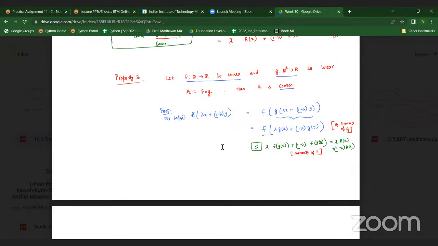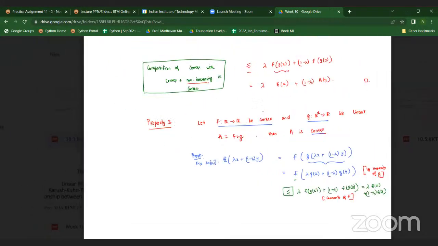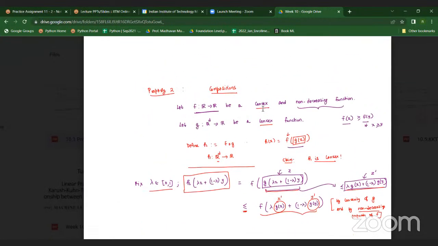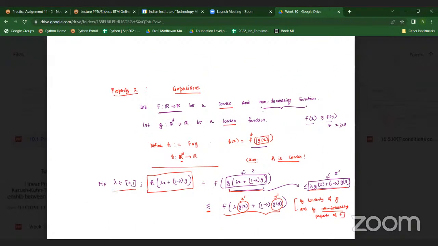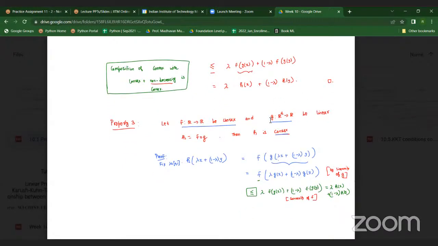Second, when g is a linear function and f is a convex function, then f of g of x is going to be a convex function. So under these two conditions we can have this. Where f is convex and non-decreasing, and g is convex, f of g of x is a convex function. And in the second scenario, where g is a linear function and f is a convex function, we have f of g of x as a convex function.